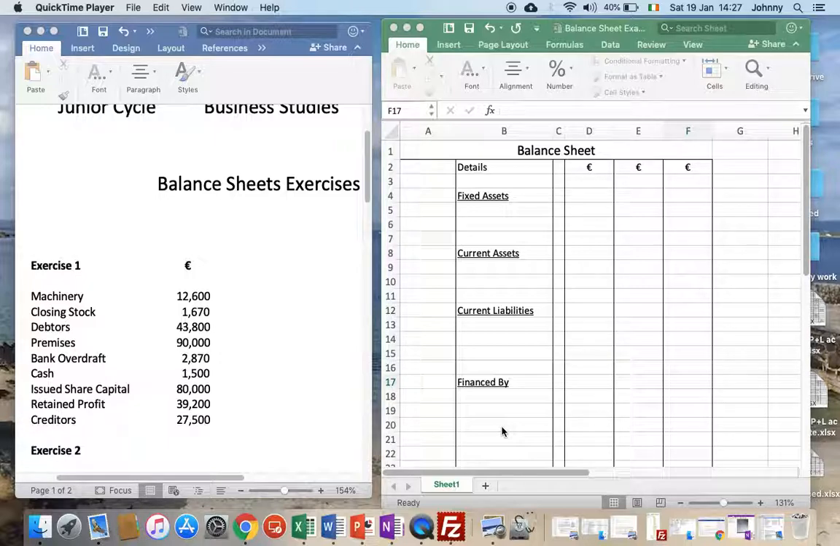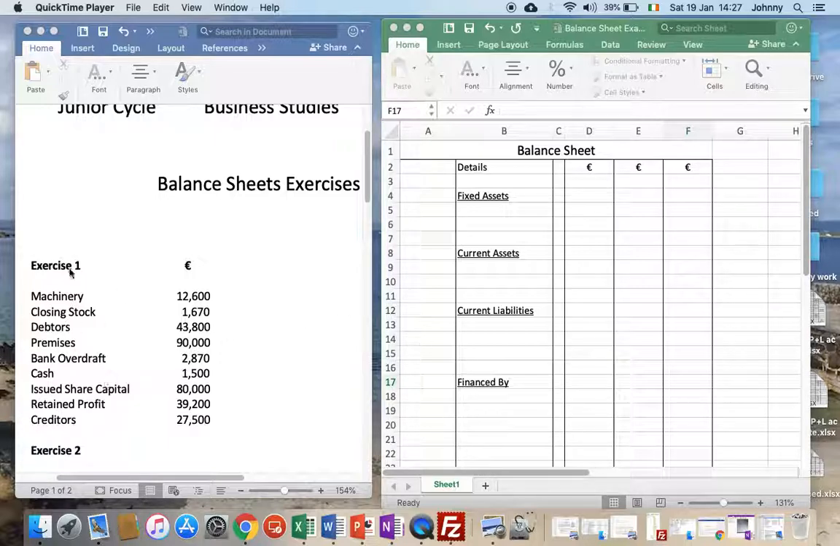Finance by is how we paid for our business. Initially, when we set up our business, we would have put in money called capital. And then as the business continues, maybe it makes profit and we decide to keep some of that profit and use that to pay for expanding the business, well, that would be retained profits. That'll all be included in here.